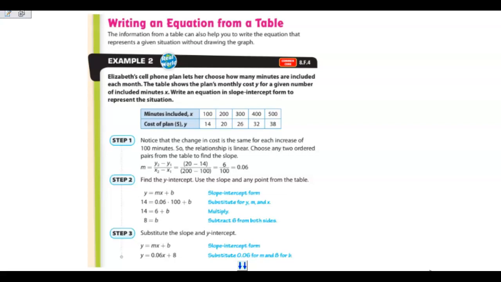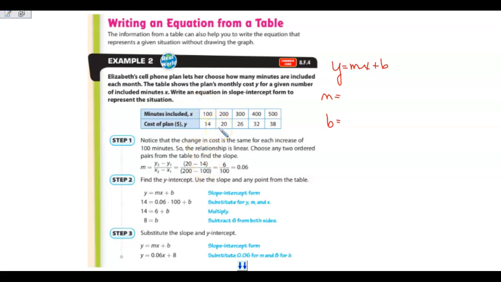Example 2, Elizabeth's cell phone plan lets her choose how many minutes are included each month. The table shows the plan's monthly costs y for a given number of included minutes x. Write an equation in slope-intercept form to represent the situation. And remember, when we're writing it in slope-intercept form, we need to find the slope and we need to find the y-intercept.